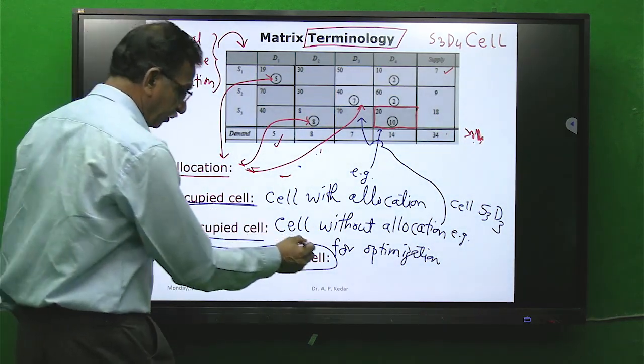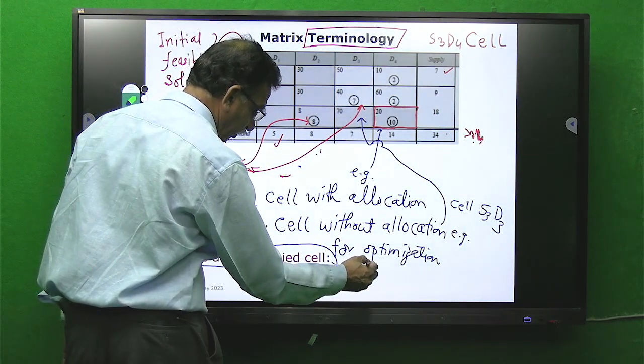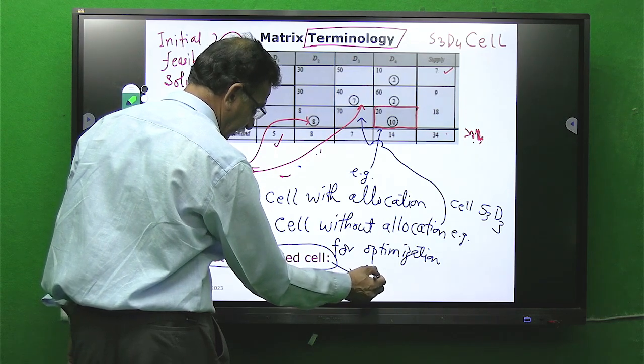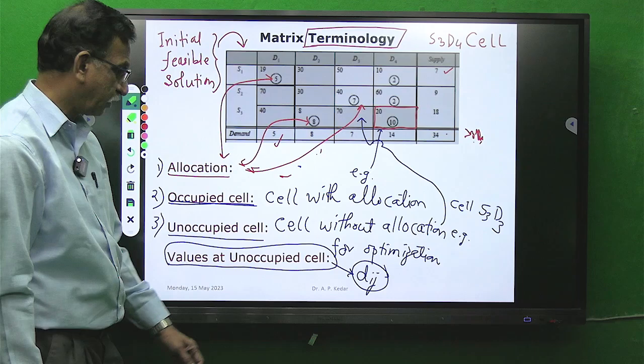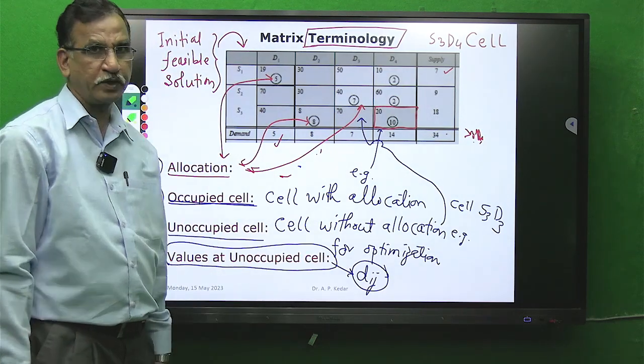We will be abbreviating these values in the form of DIJs, which I will explain in the next slide. DIJs values for unoccupied cell.